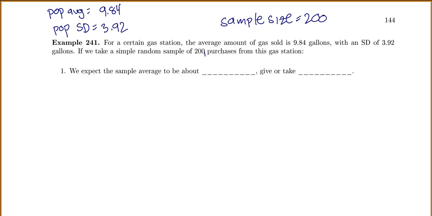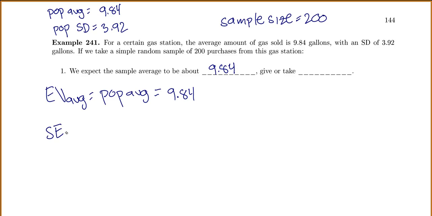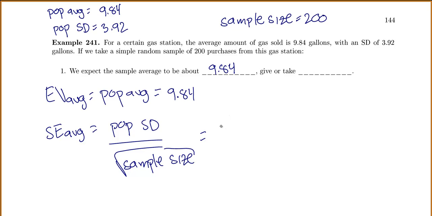Now let's go on. Number 1, we expect the sample average to be about what, give or take what. So we want to find the expected value and standard error for this average. The expected value of the average is just equal to your population average or your box average, depending on how you want to think about it, which is 9.84. So we expect the sample average to be about 9.84. Now for the give or take, let's find the standard error. The standard error is equal to your population standard deviation over the square root of the sample size. The population standard deviation is 3.92. The sample size is 200. So 3.92 divided by the square root of 200 is 0.277. So we expect the sample average to be about 9.84, give or take 0.277.